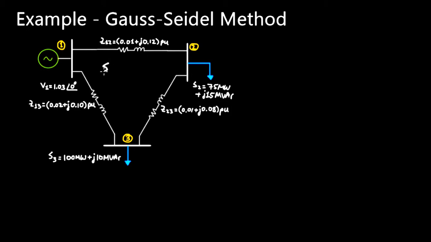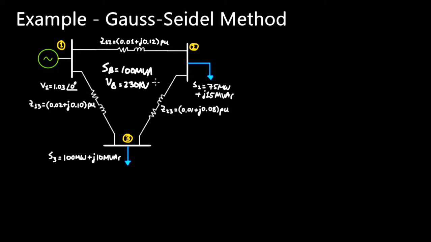Alright, so we've been given this system over here, and we're going to say that the base apparent power, which I'm going to call SB, is 100 MVA, and the base voltage, VB, is 230 kV. So this is a 230 kV system, and we're using 100 MVA as the base to convert the powers to per unit and this impedance to per unit. And I've already given the impedances over here in per unit, and of course this voltage at the slack bus is in per unit as well.